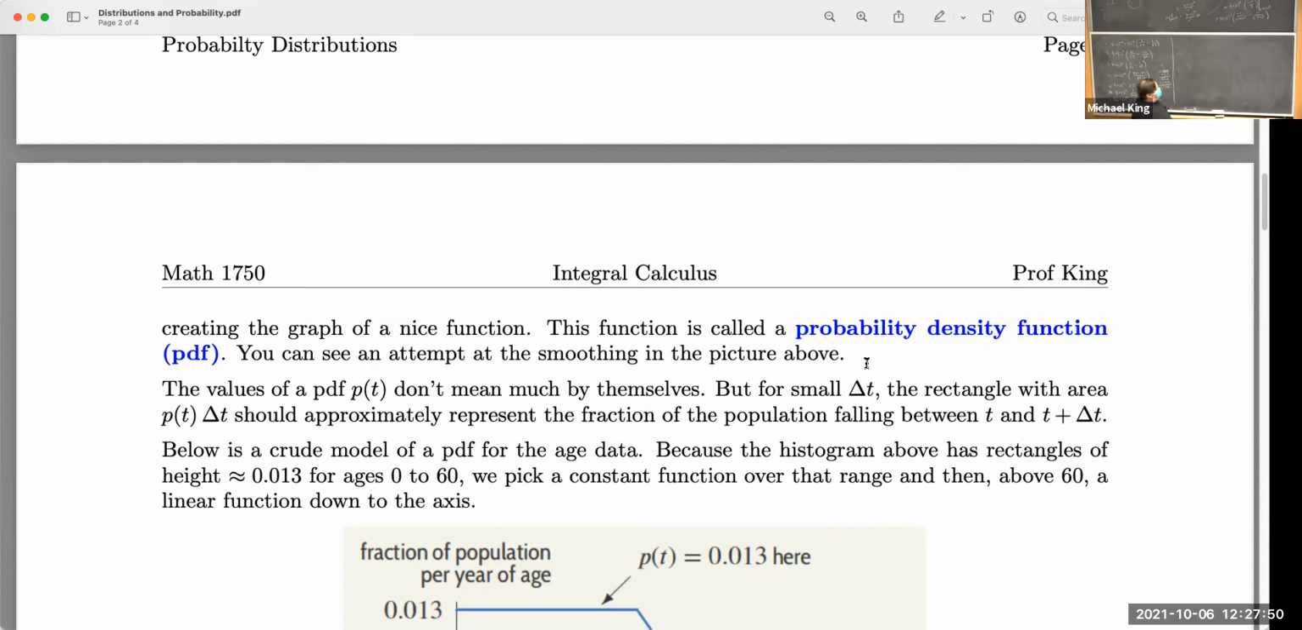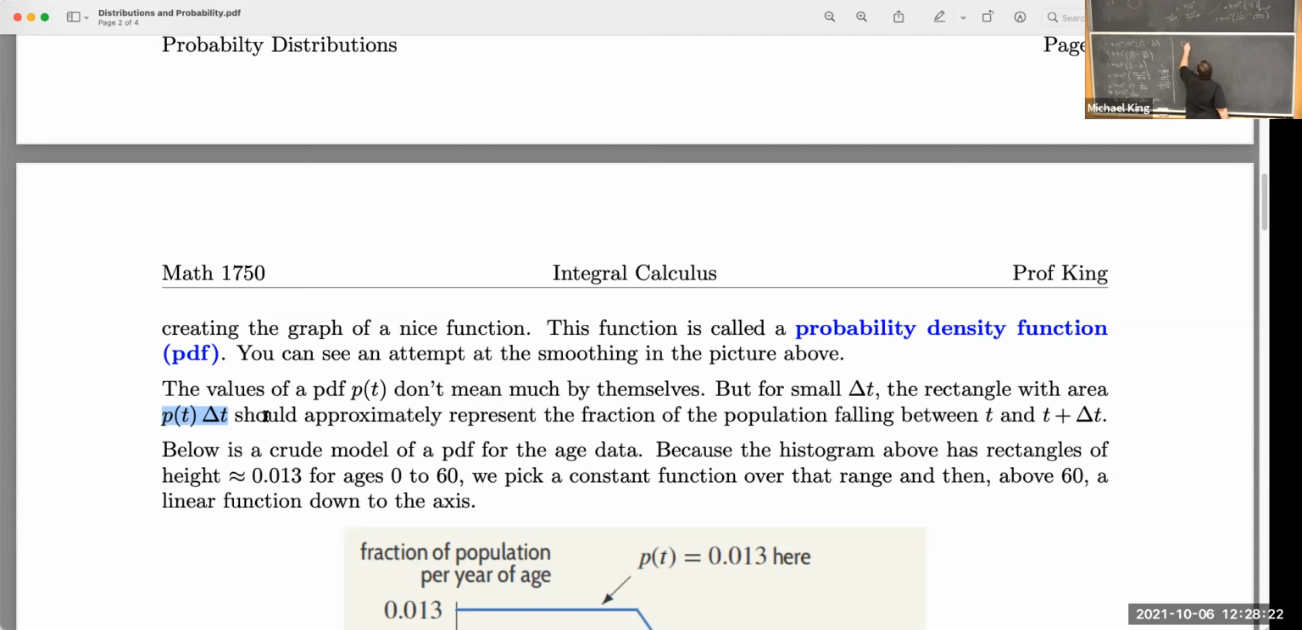Yeah, probability density function. So like I'm saying in that next line, the values of a PDF don't mean much by themselves. In fact, the thing you really want to look at is something like this: P of t times delta t, because that's a rectangle. And that tells you about the fraction. The area of that rectangle is about the fraction of the population that fits that little piece of data. Okay, so maybe I'll try to write some of this down.